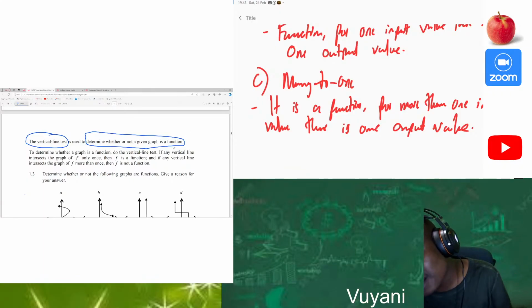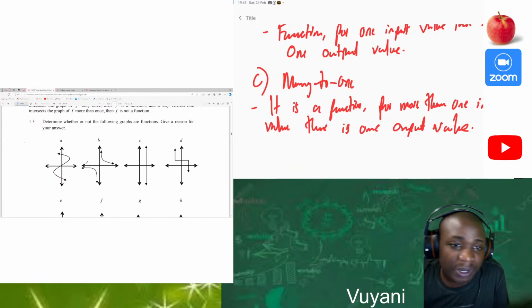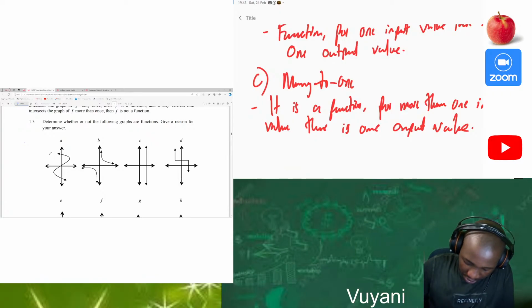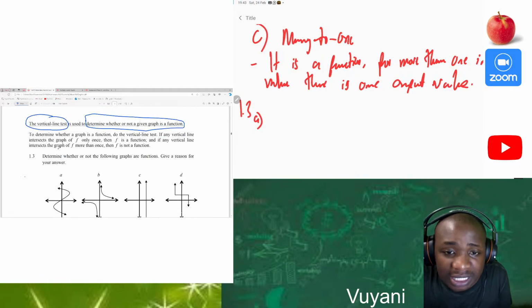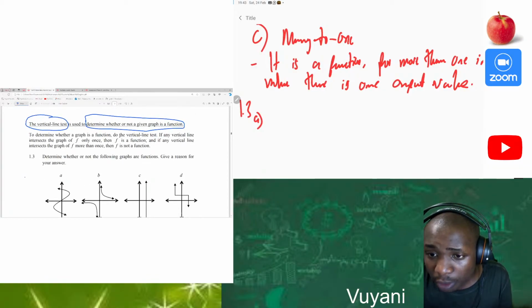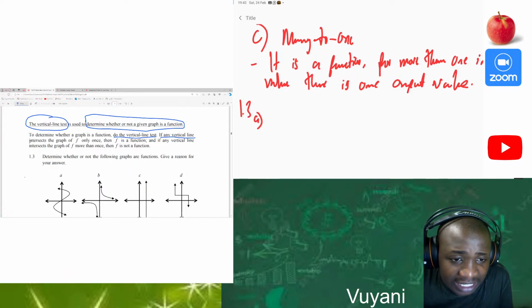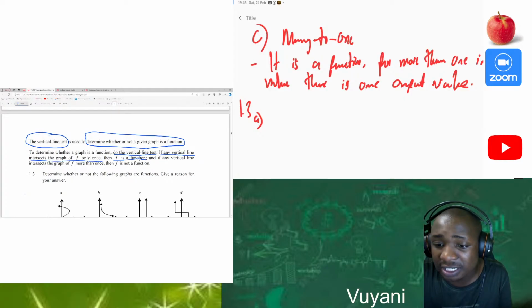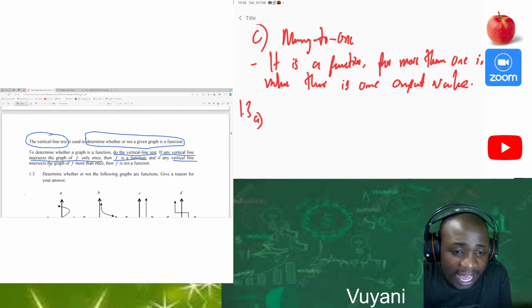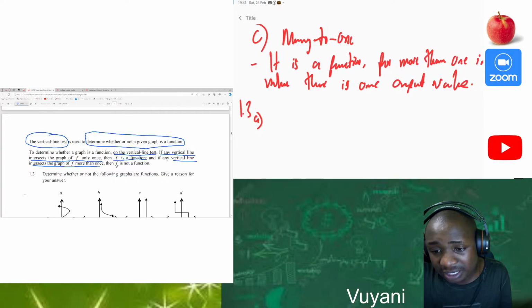So just a typical example, here are our graphs which we have. So we have 1.3.8. This is easy, guys. They've already told you everything. They've already highlighted. Let's underline that. So using the vertical line test, we said that if any vertical line intersects the graph of f only once, then it's a function. But if the vertical line intersects the graph of f more than once, then f is not a function.